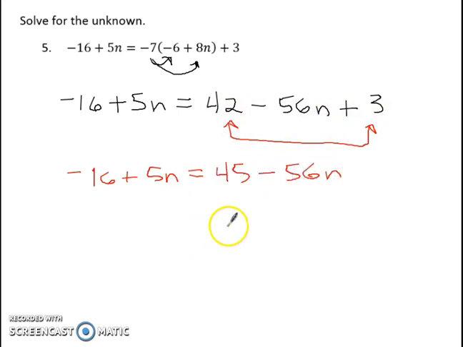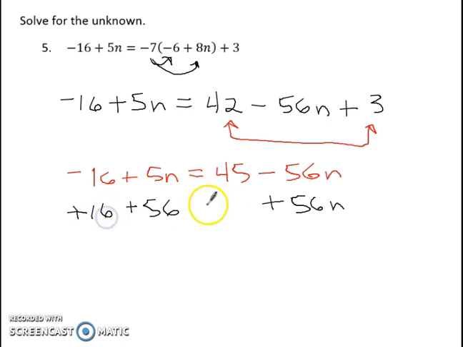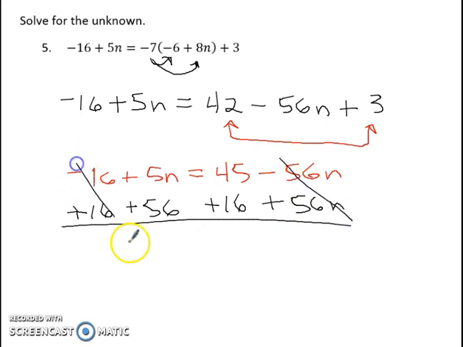And from here, I am going to pull all my terms with n to one side and all my constants to the other. I'm going to add 56n to both sides. And I'm also going to add 16 to both sides. And what that does for me is it crosses off these guys here, crosses off these guys here, and I have a 5n plus 56n, which gives me 61n on the left, and then I have a 45 plus 16, which gives me a 61 on the right.